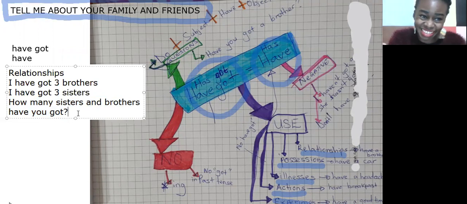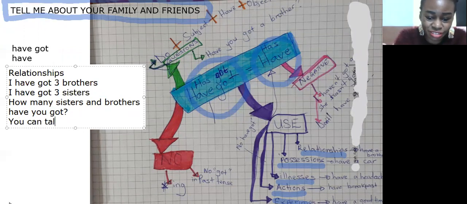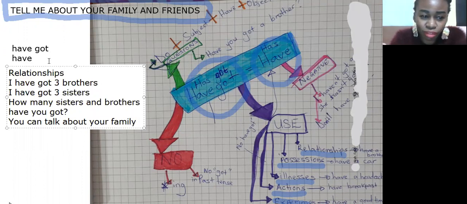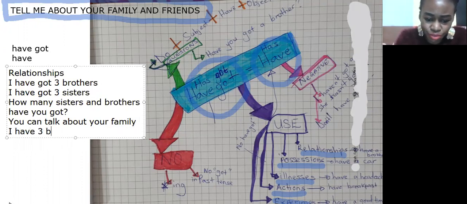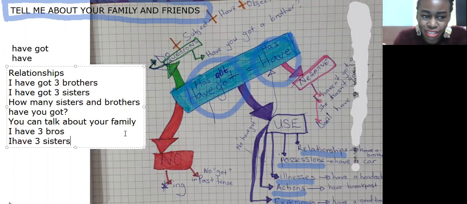You can answer in your notebook. You can talk about your family. We can say, I have got 3 brothers. I have got 3 sisters. Or we can say, I have 3 brothers and I have 3 sisters. So it's the same. Aynı bir şey. Not different. I have 3 brothers, I have 3 sisters, or I have got 3 brothers, I have got 3 sisters.